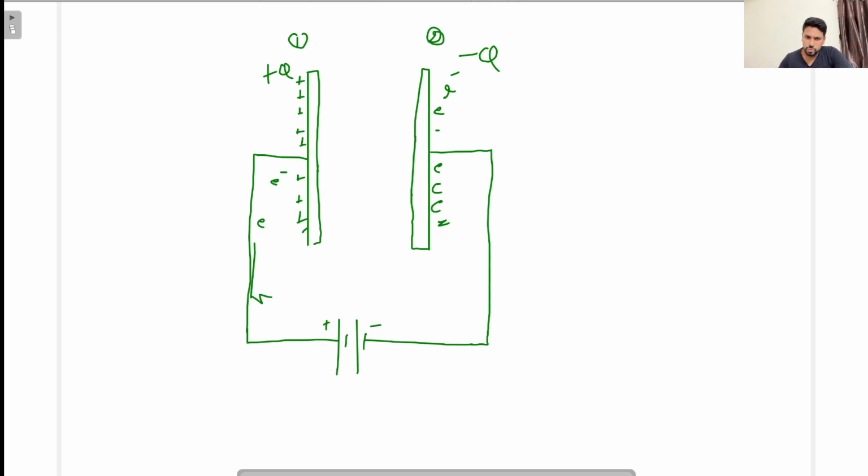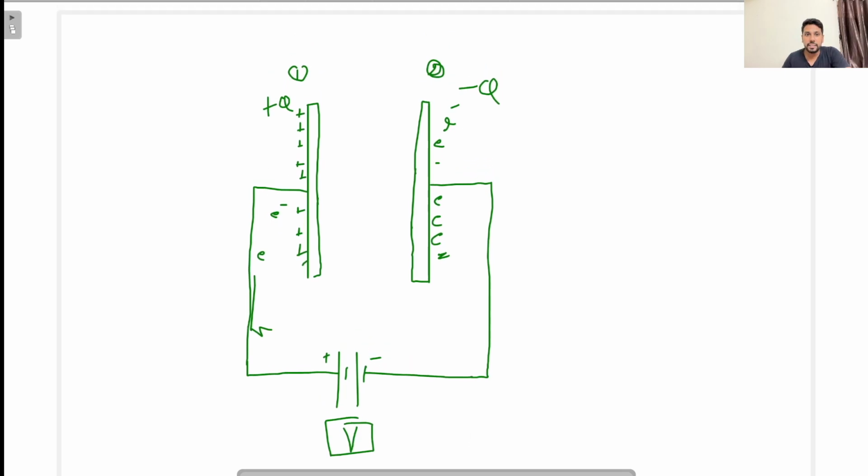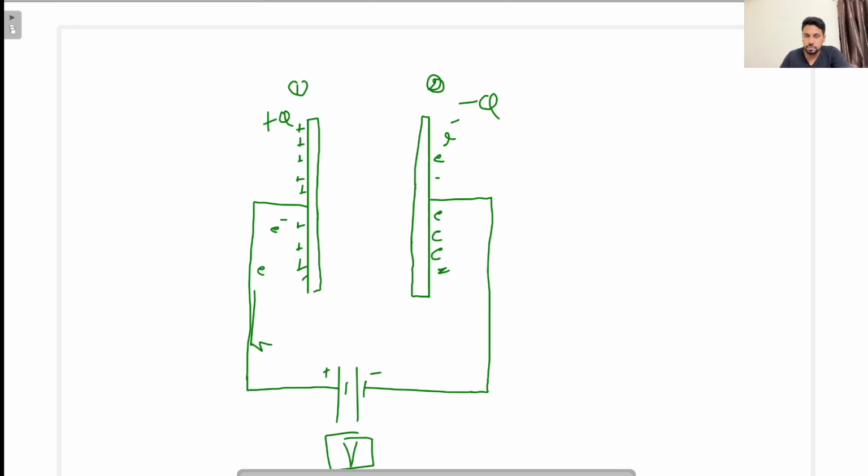Now you should also know that the battery has a voltage of V. This battery has created a charge of Q in the conductor, and this whole capacitor arrangement also has a voltage of V. Why? Because the battery is the voltage provider, so even the capacitor has the same voltage V.